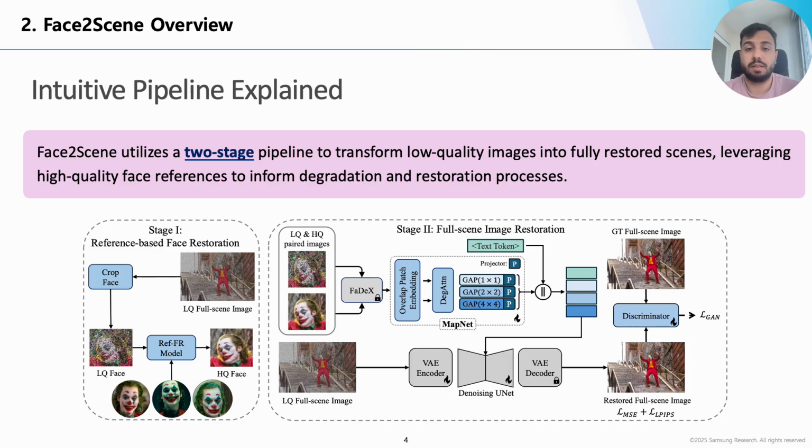Face2Scene mitigates these limitations with a novel two-stage framework. It leverages reference-based face restoration to first estimate degradation and then guides the restoration of the entire image using this information. The face acts as a perceptual oracle, providing a robust prior. This strong degradation prior allows for consistent, high-fidelity restoration across the entire scene, encompassing body, clothing, and background, by explicitly guiding what corruption to undo.